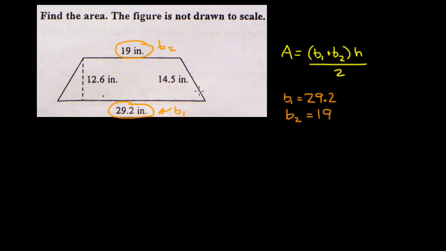Now, we have a slanted height here and we have a perpendicular height. It doesn't show that it's perpendicular, but I'm going to assume that that's measuring that line right there. So our height is this number right here. We want to use the height, the distance between the two bases, as our h in this problem. So h equals 12.6.